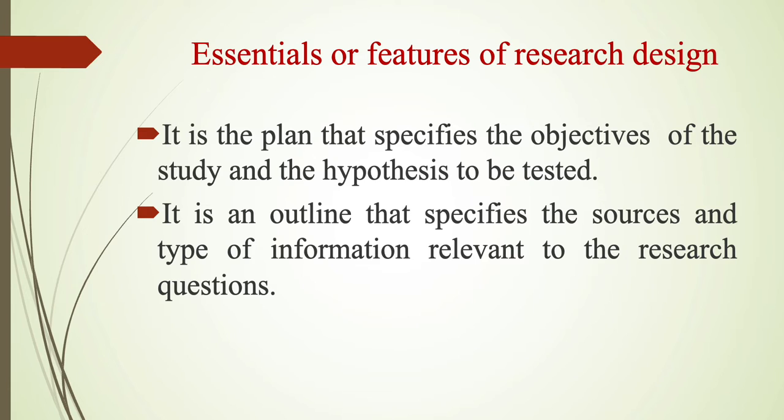Now we come to the second point: it is an outline that specifies the sources and type of information relevant to the research questions. As I already mentioned, which type of source we have to use in the research process: the secondary data method or the primary data method. We have to use questionnaires or interviews for the primary data method, or magazines, journals, papers, newspapers, etc. for the secondary data method. Which method we have to use is solved through the research design process.